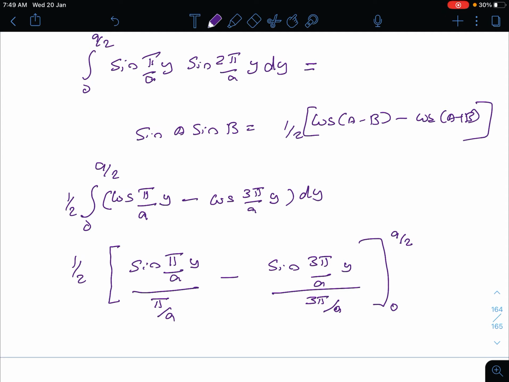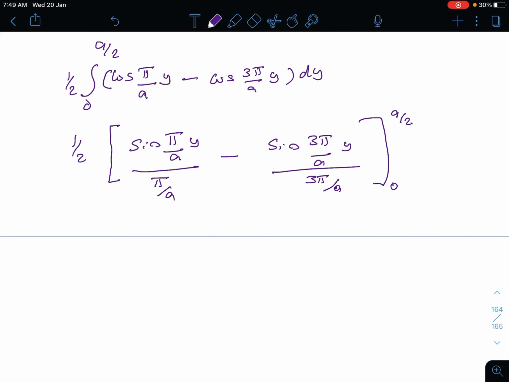So if I put y is equal to a by 2, then what would be happening? Let me check. Okay, sine pi by 2 is 1. Okay, a by pi is outside, a by pi into 1 minus 0. So if I put a sine 0, this is 0 again, no problem. So all the lower limits would be 0.